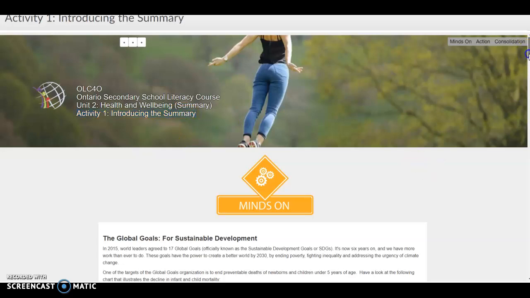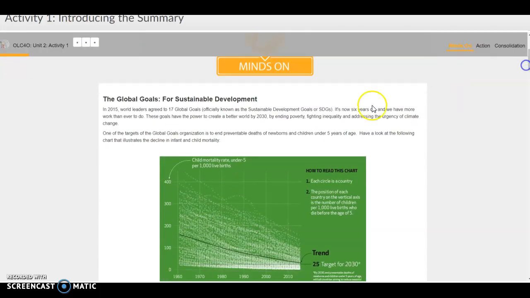If we start in the Minds On section, you're going to be introduced to the global goals. The global goals are 17 goals that have been established to make the world a better place by the year 2030. They were actually created in 2015, so we're in the process of trying to meet those goals. Things like ending poverty, fighting inequality, addressing climate change are all among the 17 goals.